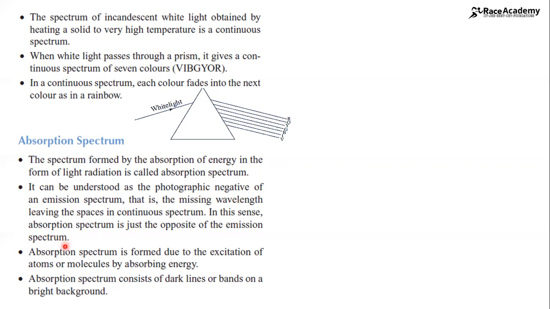So absorption spectrum is formed due to the excitation of atoms and molecules by absorbing energy. That absorption spectrum is said to have dark lines or bands on a bright background.